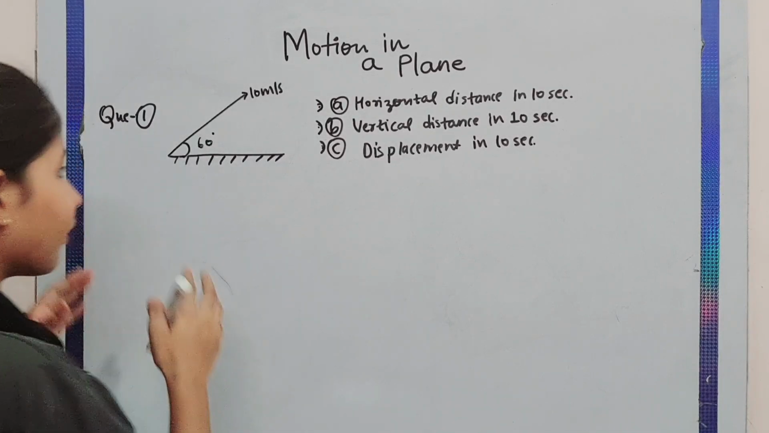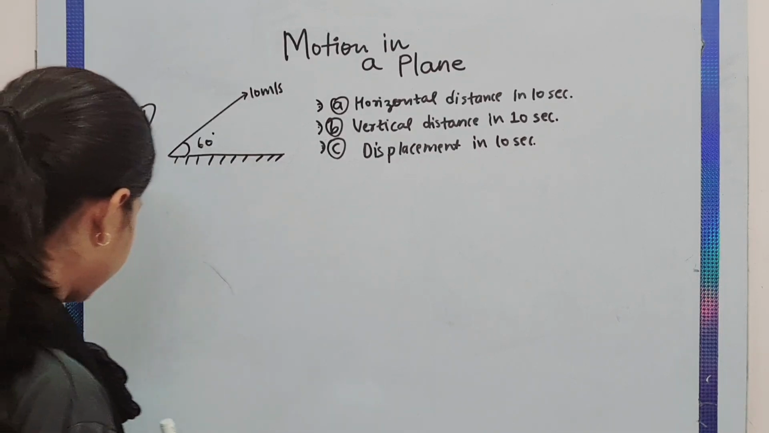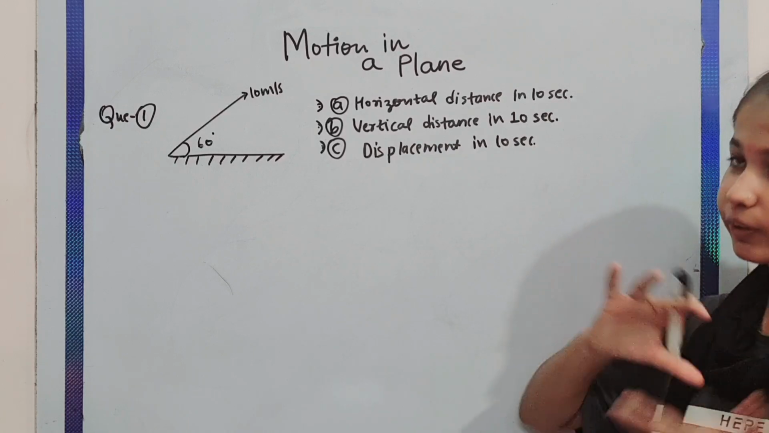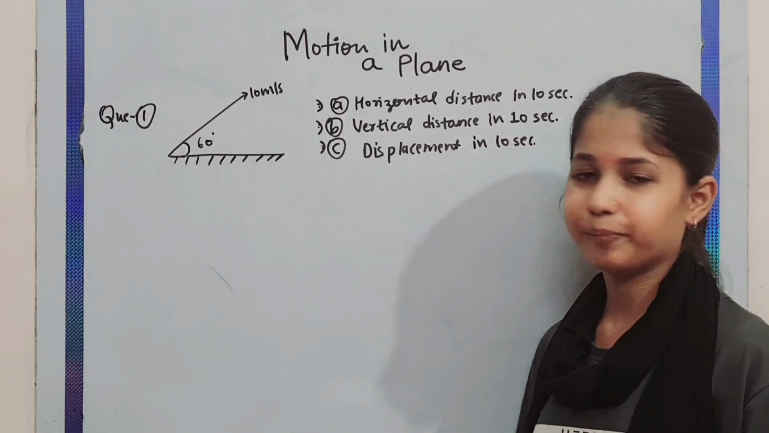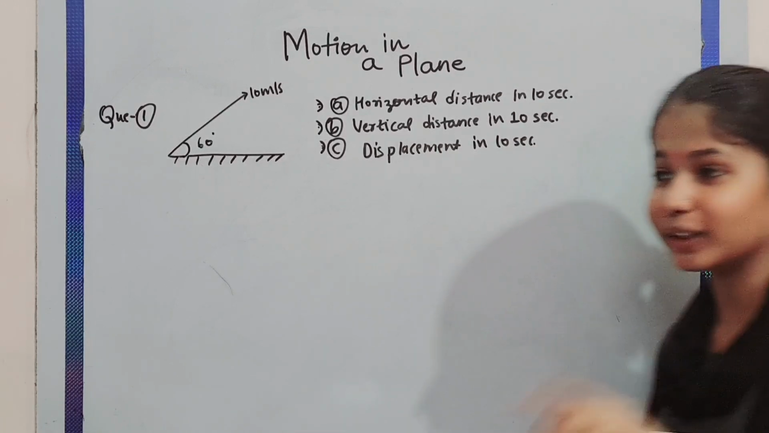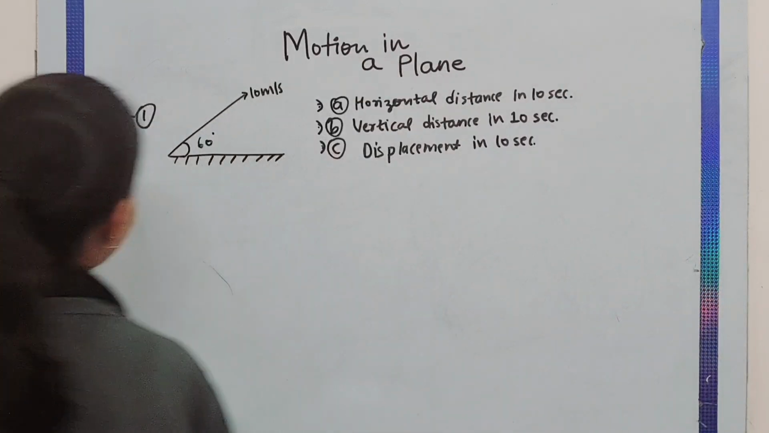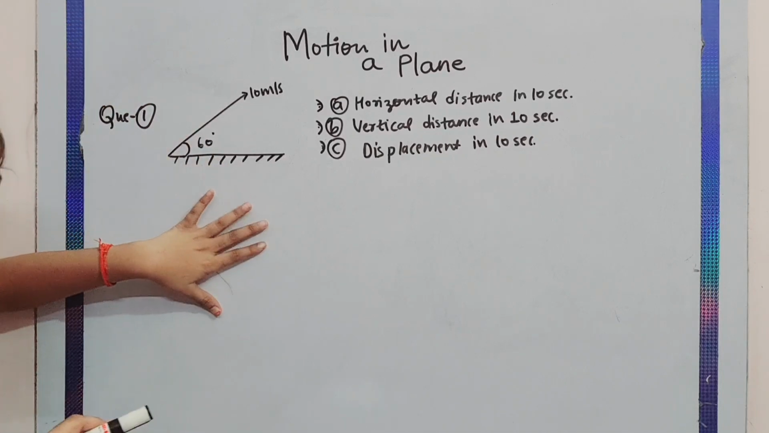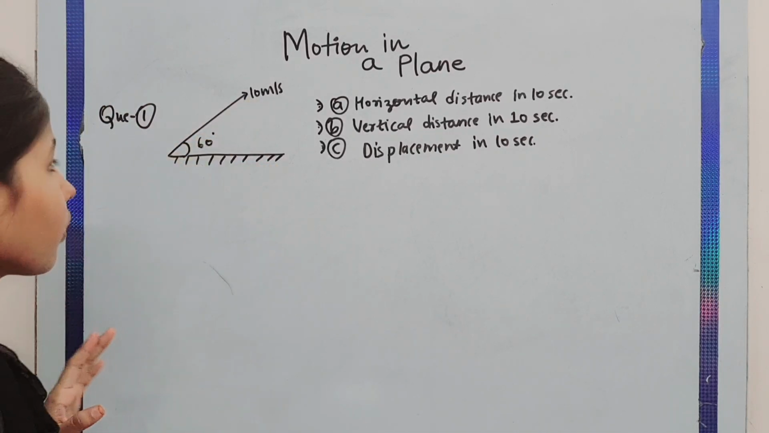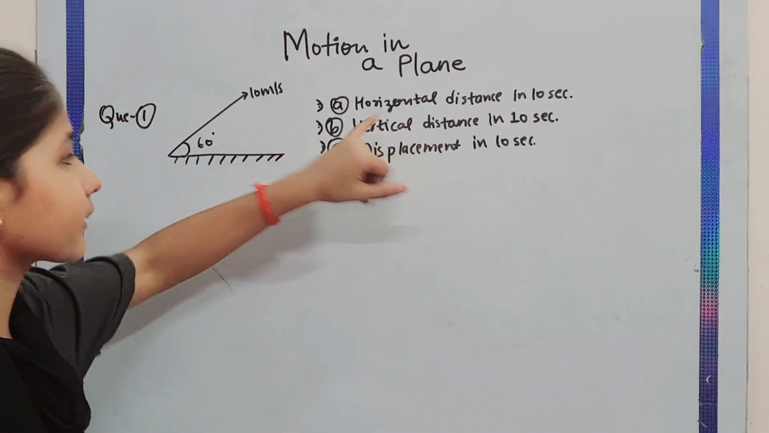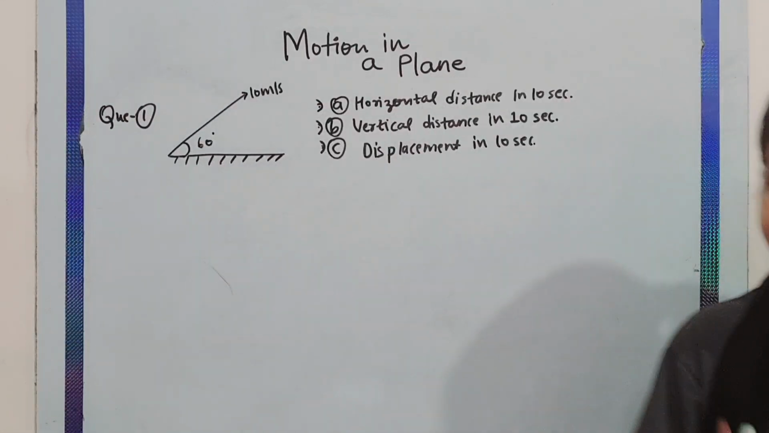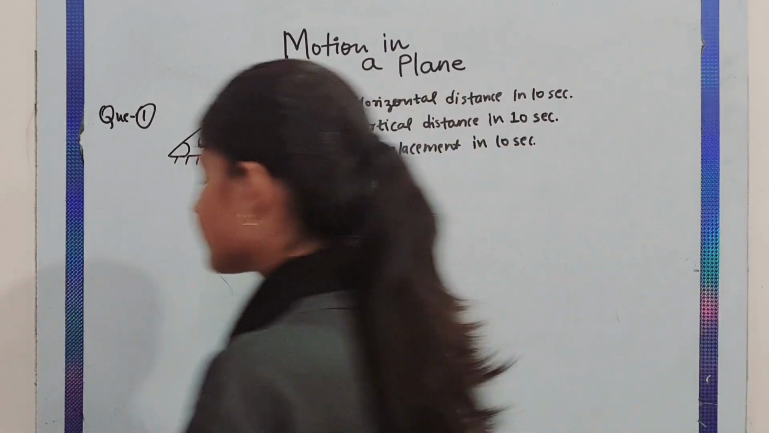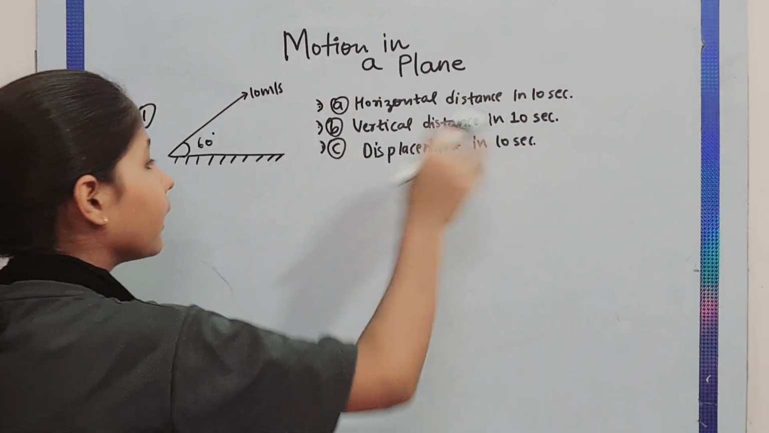Okay, so our question is like this. It is a very simple question, and as you were feeling that the question will be very hard, but the question is very easy. Maybe you are also considering it easy. Now here it is given that theta, the angle, is 60 degrees, initial velocity is 10 meter per second. It is asking for the horizontal distance in 10 seconds. The second asks for the vertical distance in 10 seconds. And the third asks for the displacement in 10 seconds.